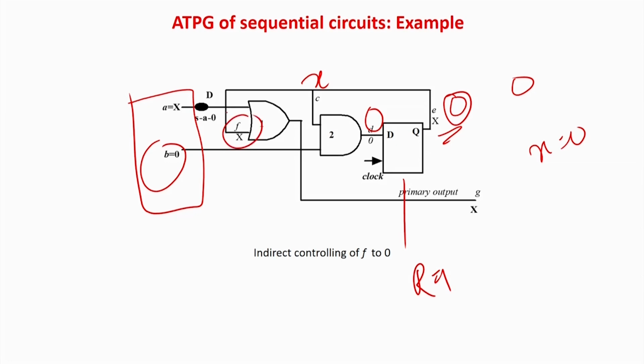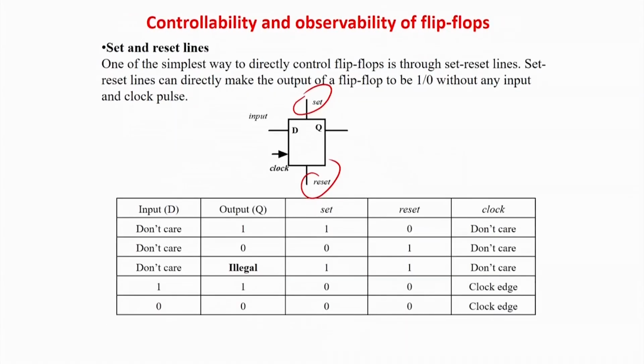Like in this case you require it to be 0, so directly you can set the reset line. If there is some flip flop whose output has to be made 1, you can make the set line equal to 1. So basically we will go by this architecture, that is, we have a set and a reset line.